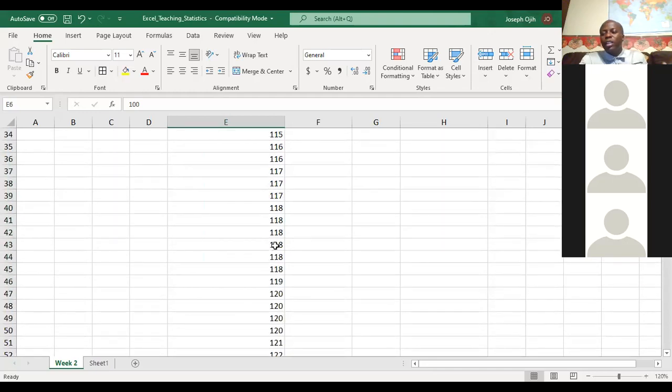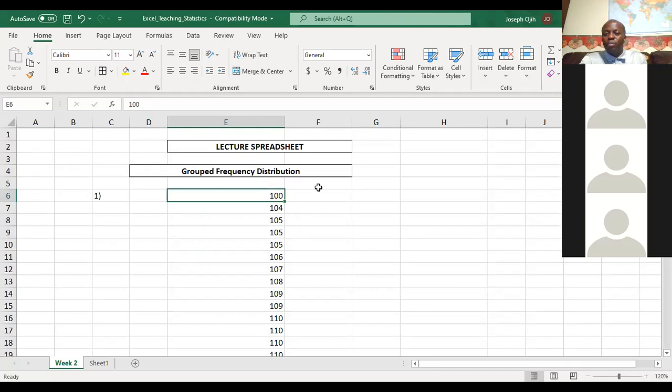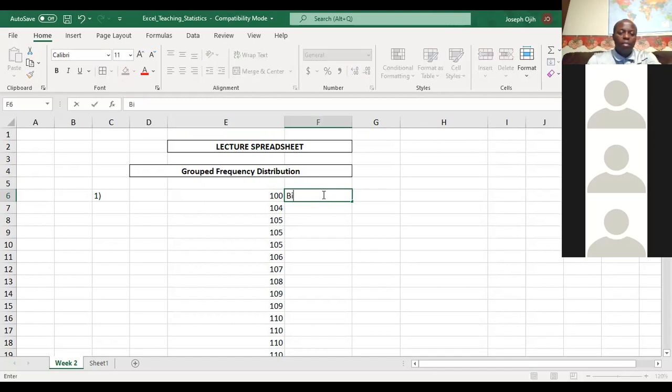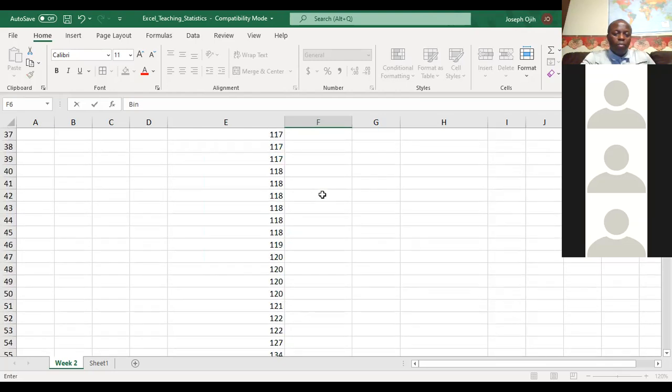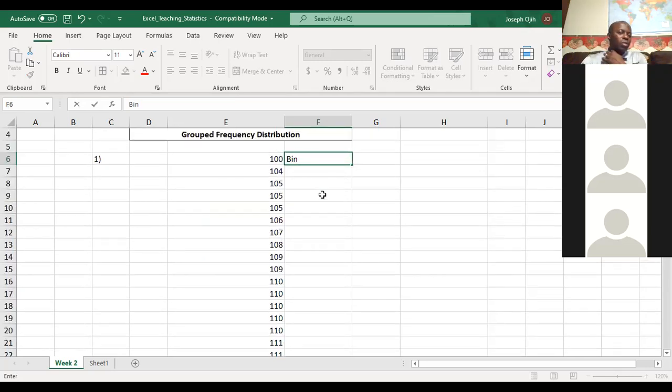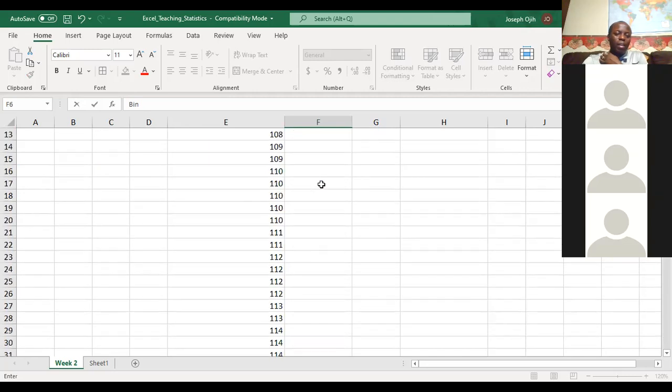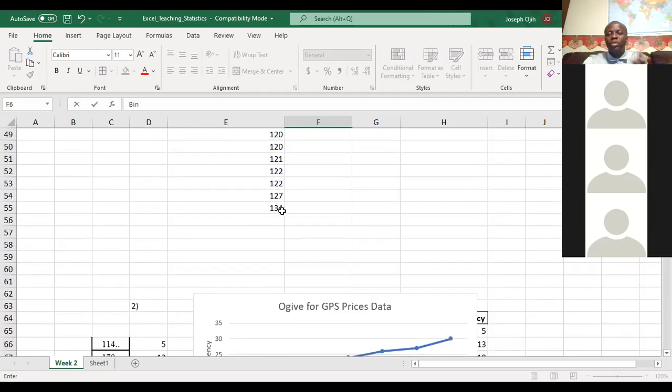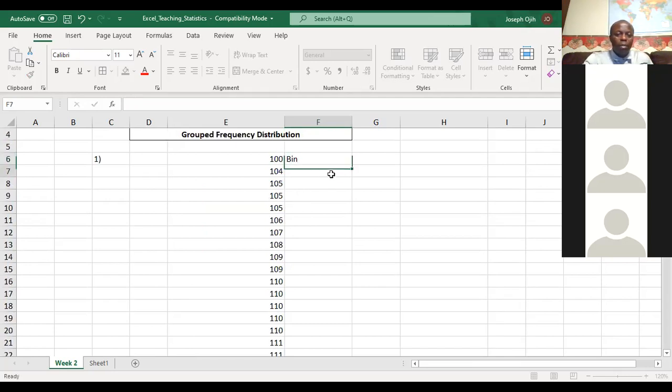So I can use any class width I want, which Excel calls bin. For my bin, these numbers are so close that I might use something like 3, because the largest here is 134. Excuse me, I think I typed the bin in the wrong place. Bin should be at the top here. Let's say that these are the prizes. I don't know what prizes, but let's say these are prizes, and this is the bin.